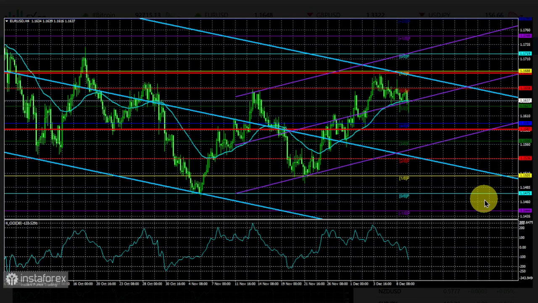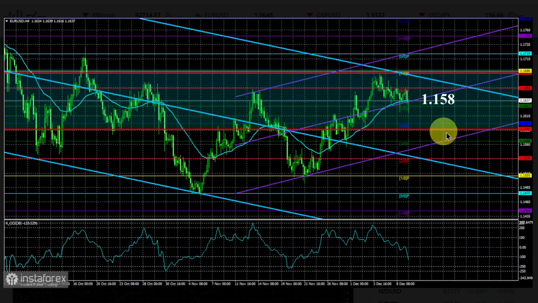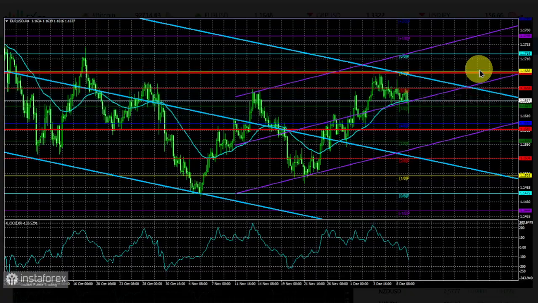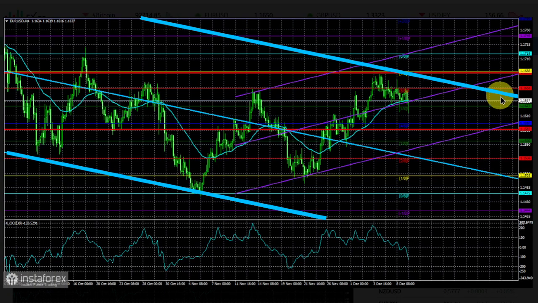Today, December 10, we expect the pair to trade between 1.1587 and 1.1685 levels. The upper channel of the linear regression is pointing downward, signaling a bearish trend. But yet a flat continues on the daily time frame.